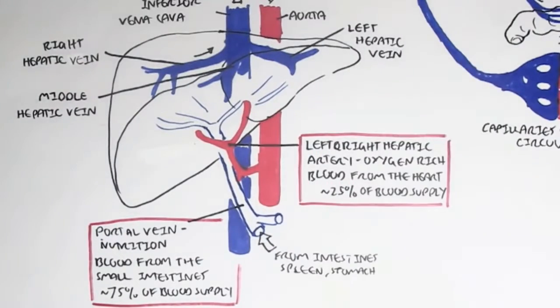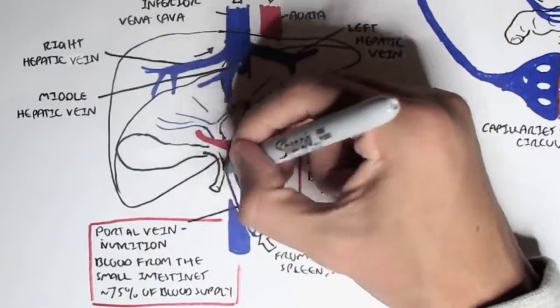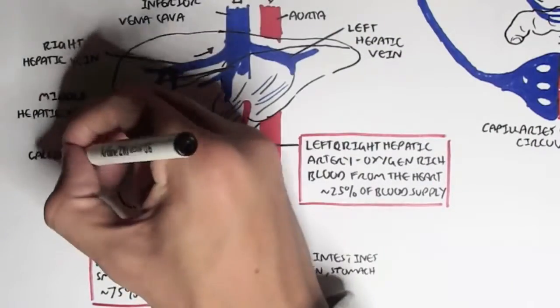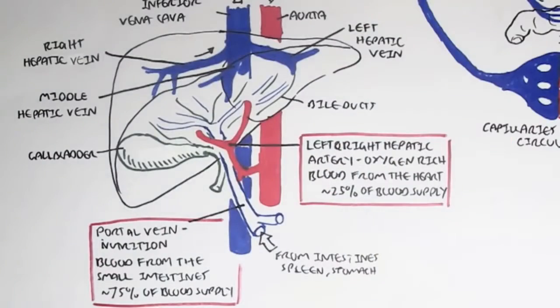And then remember, we also have the gallbladder here, which connects to the liver. And this stores bile for secretion. And we have many bile ducts within the liver because of this connection.